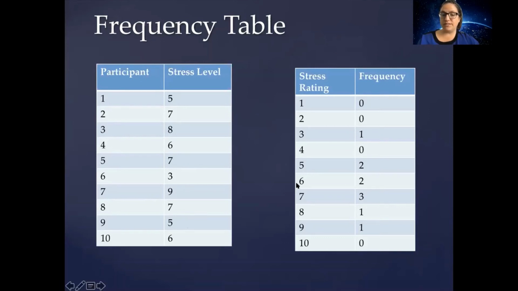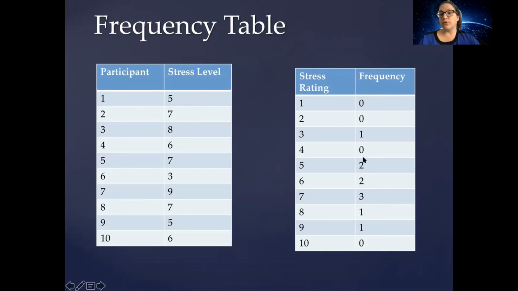And then for stress rating 6, it looks like 2 people answered again. We have participant 4 and participant 10. For stress rating 7, 3 people answered 7, so I'm going to put 3. For stress rating 8, one person answered that, participant 3, so I'm going to put 1. Same with stress rating 9. One participant answered 9, and so I'm going to put 1. And then nobody answered 10. So fortunately, nobody is the most stressed you could possibly be. But anyway, this helps to clarify the data and it helps to see where the most frequent ratings occur.